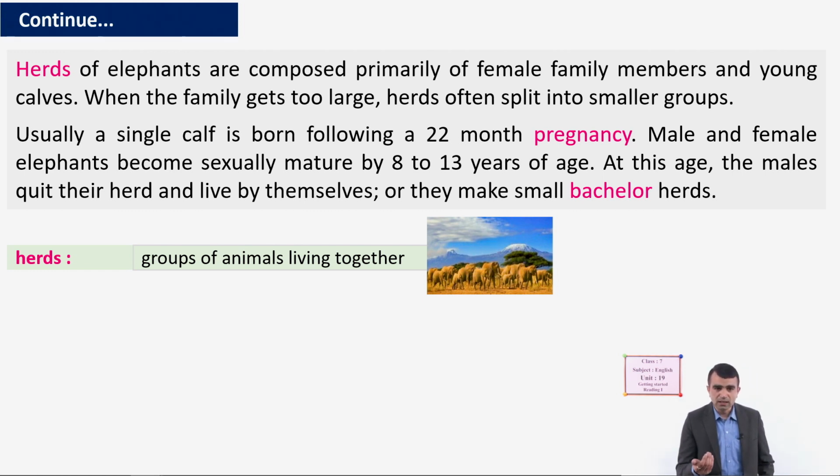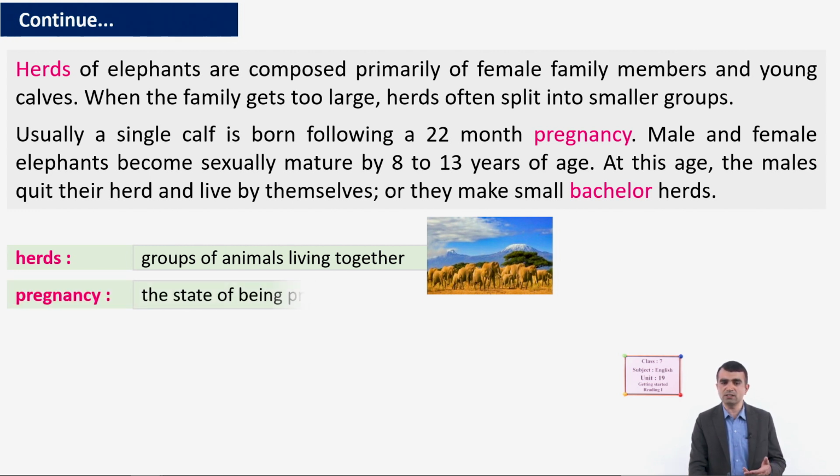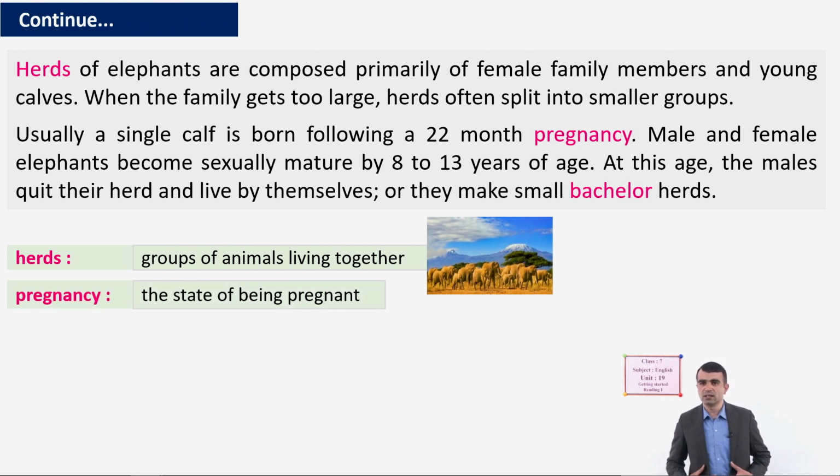Well, herds of elephants are composed primarily of female family members and young calves. When the family gets too large, herds often split into smaller groups. Usually a single calf is born following a 22-month pregnancy. Pregnancy means the state of being pregnant, being in the belly of the mother. How long do they remain in the belly of their mother?